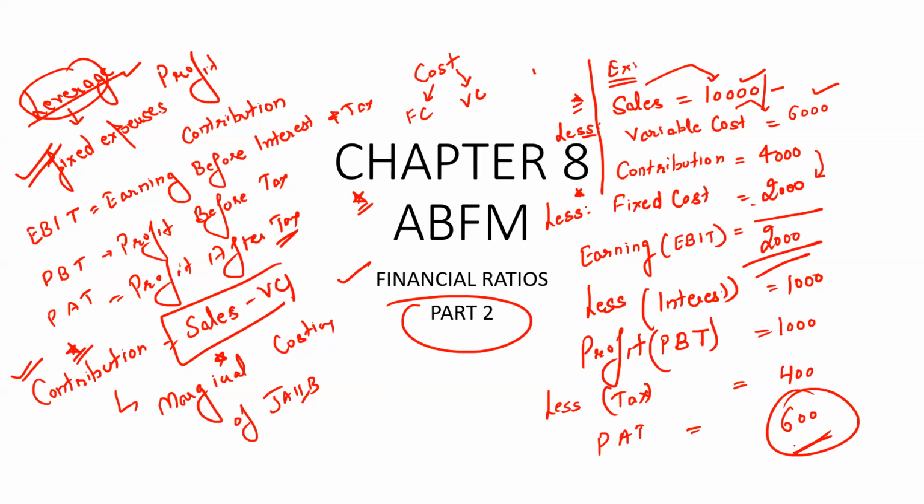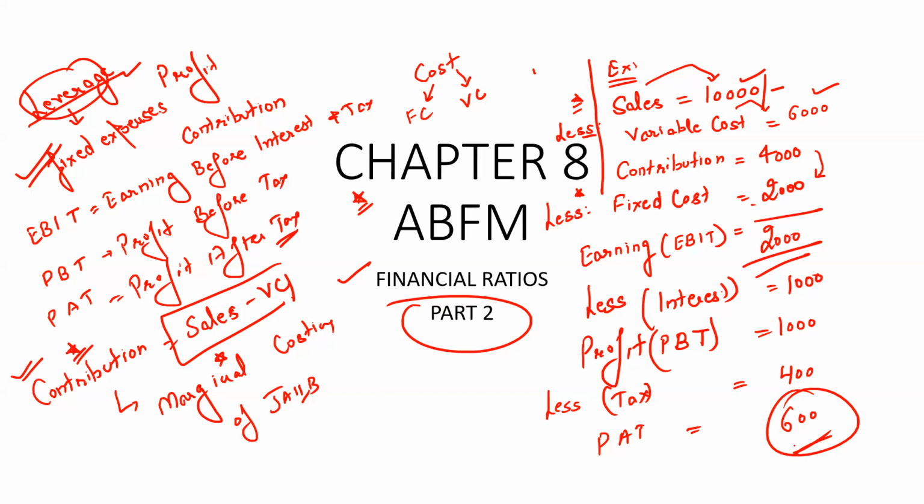If anyone has any doubt or query, what we have is a sale of 10,000. Out of that, there is variable cost of rupees 6,000. So what we have left in our hands is rupees 4,000. Clear? 10,000 minus 6,000, we have left 4,000 in our hands here.